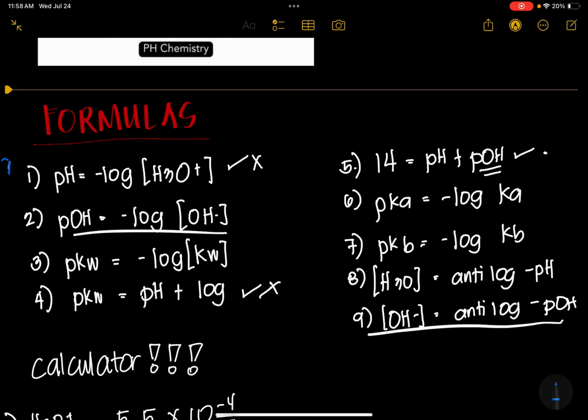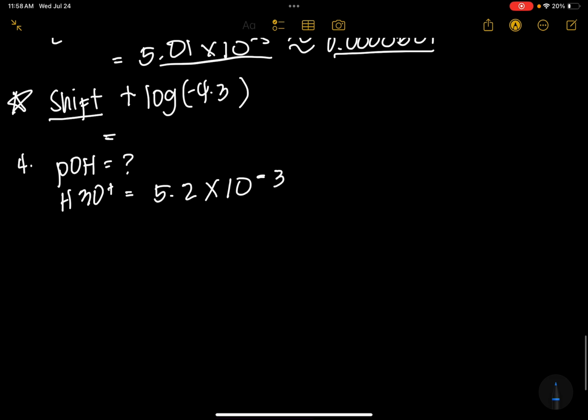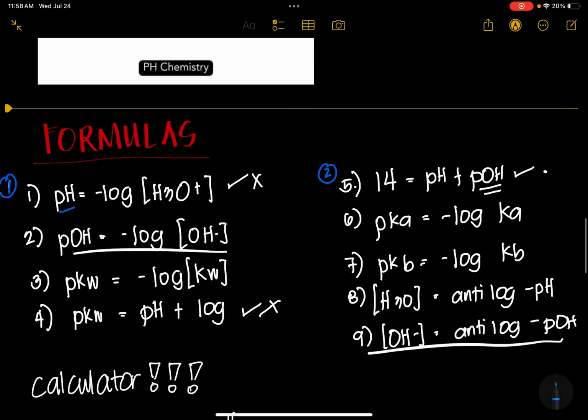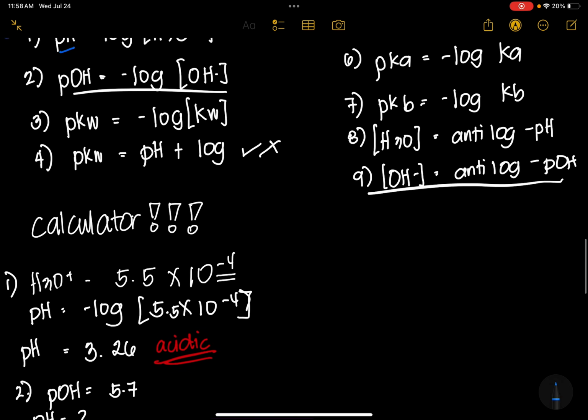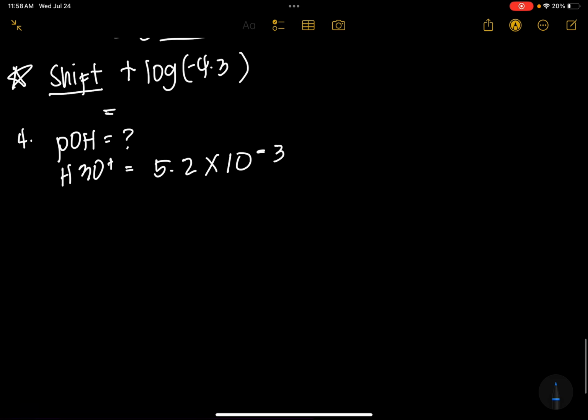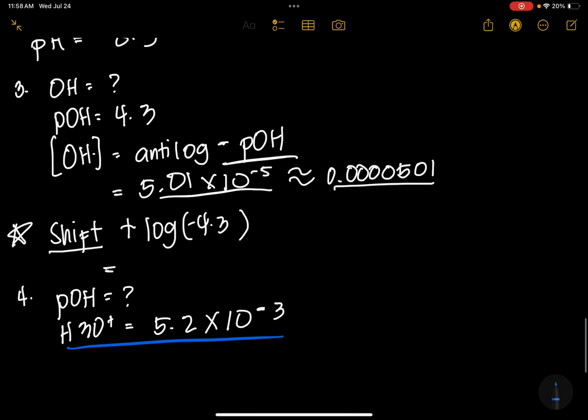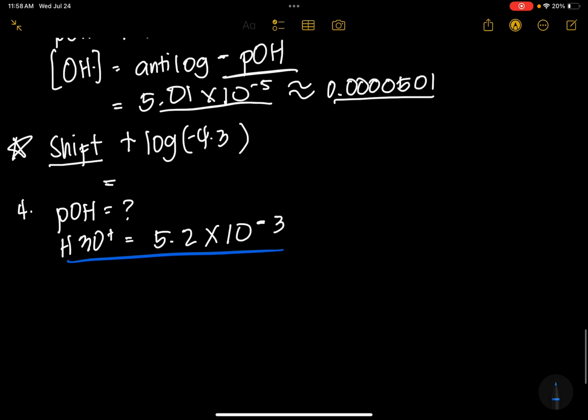Ammonia ang gamiton ta to get the pH, and then we will get this one. Number 2, amo na ang formula ta. Medyo budlay si number 4, right? Kay wala kita direct nga formula just to get the pOH kung wala kita sang pH first, kay ang given only is this one. I hope you understand. Number 4, pOH is the question. Anong pOH?